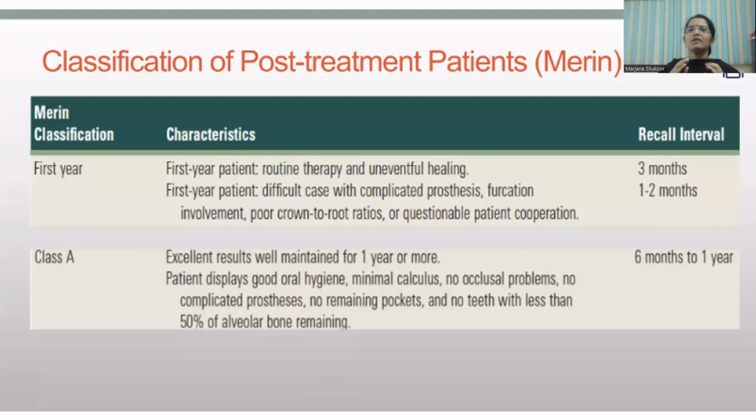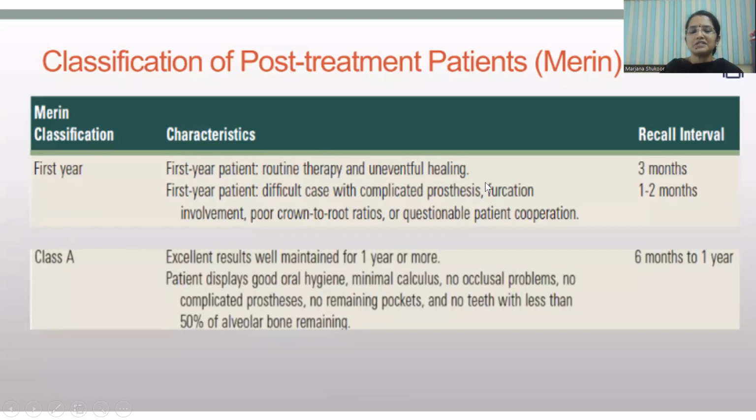For the first-year patient, you can see here there are 2 first-year patients given. First, whenever any routine therapy is given and uneventful healing is happening, the patient can be recalled once in every 3 months. But any difficult case with complicated furcation involvement, poor crown-root ratio, or questionable patient cooperation, these first-year patients will be called once in every 1 or 2 months. Can you understand the difference here?